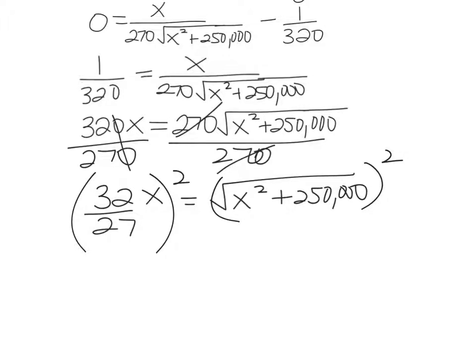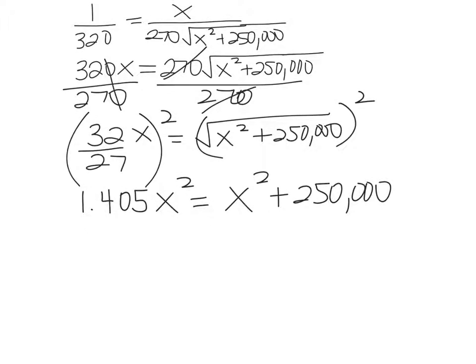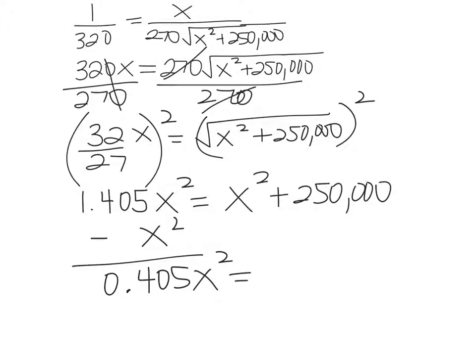All right, let's do this part. 32 divided by 27 squared. We'll just get a decimal. It's 1.405 x squared equals x squared plus 250,000. This isn't so bad. It's a quadratic, but it only has an x squared term. It doesn't have an x. You're not going to have to do quadratic formula. So subtract 1x squared over, and you get 0.405 x squared equals 250,000.